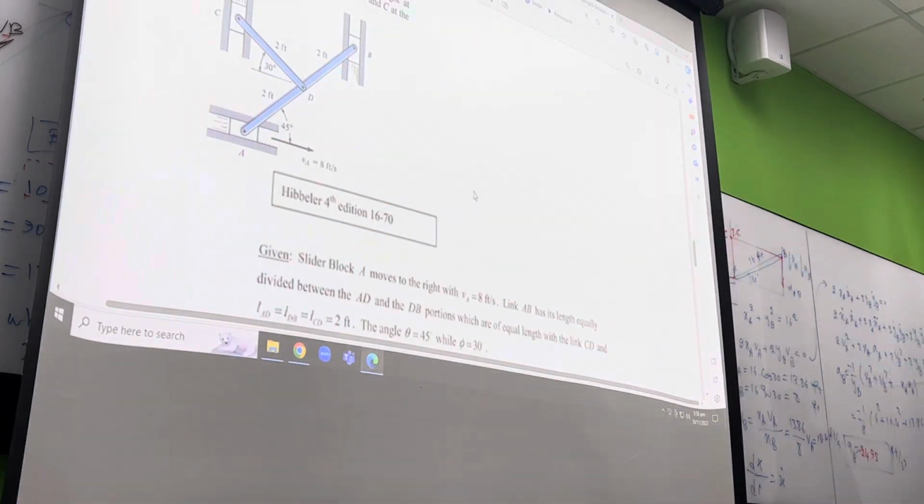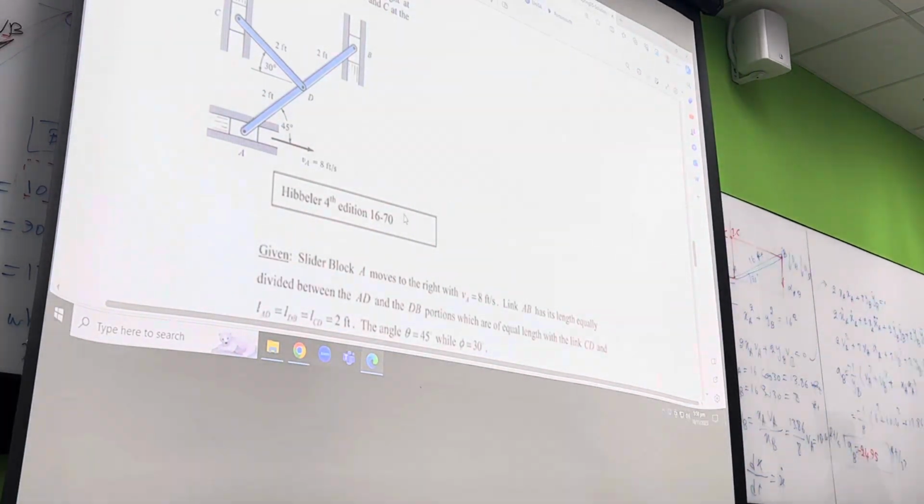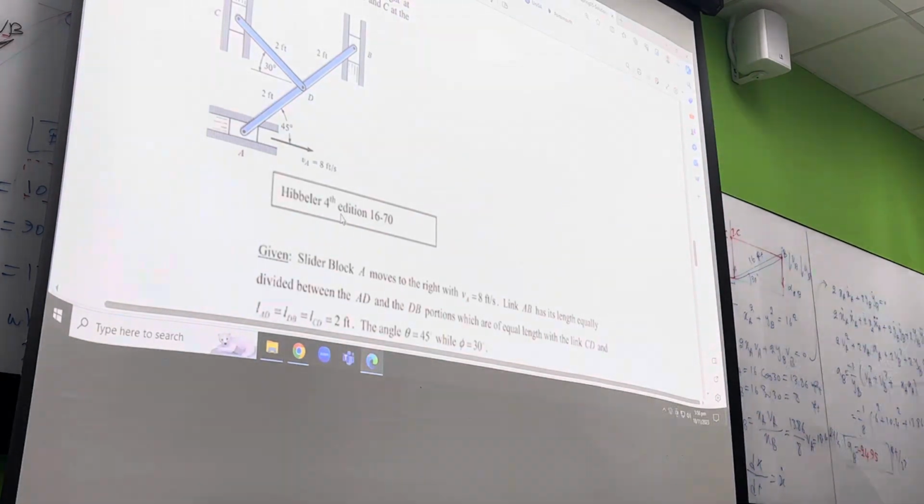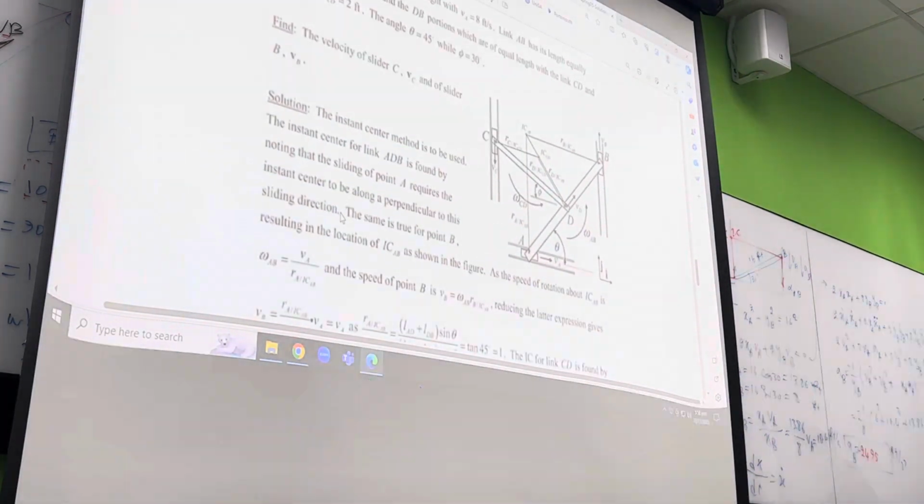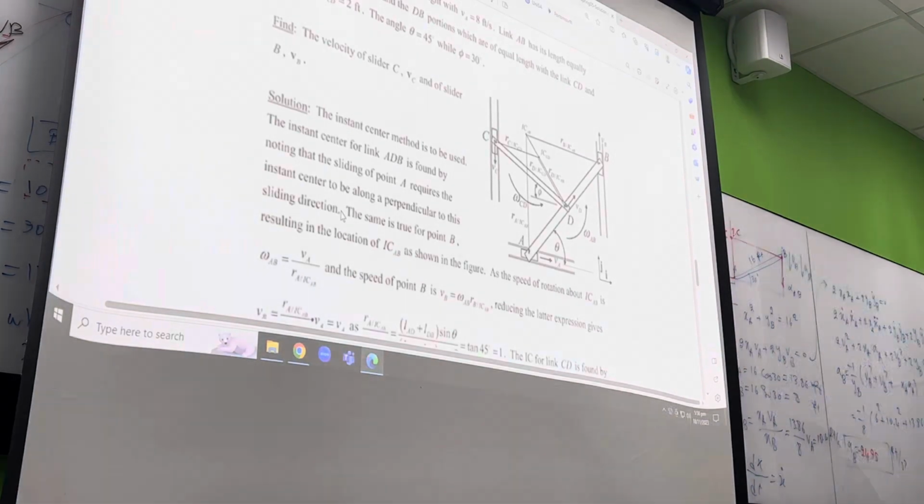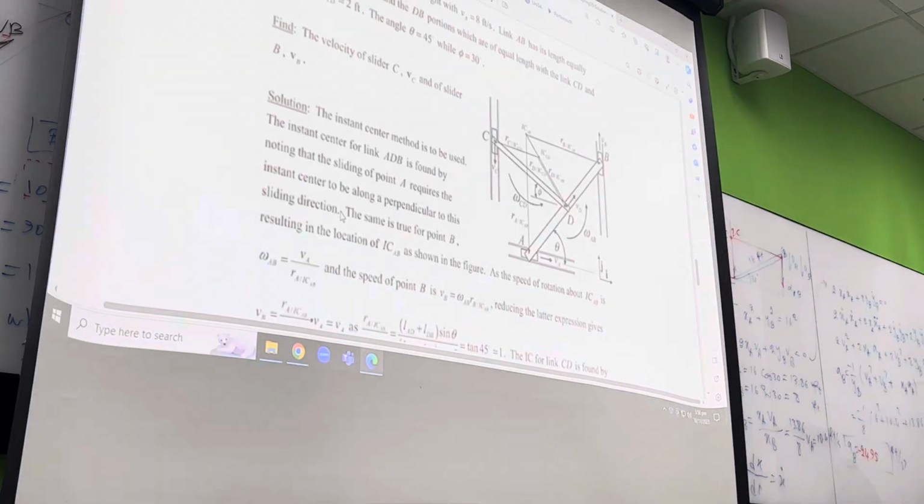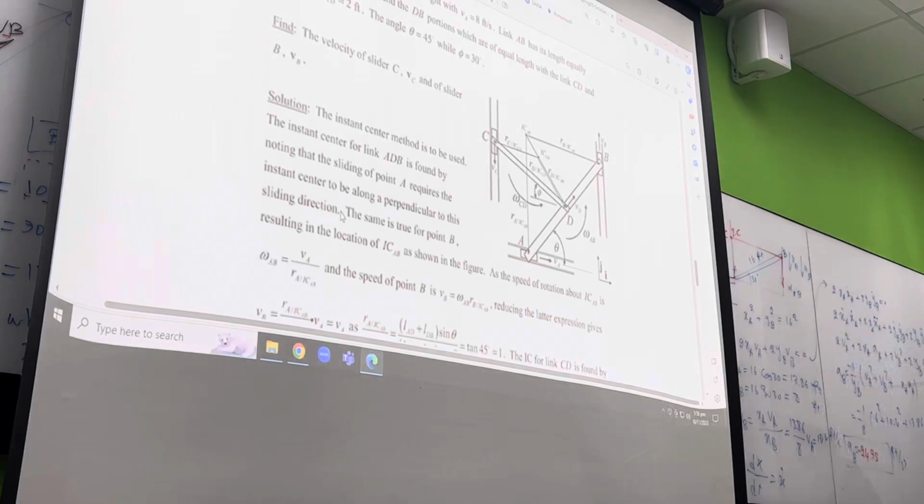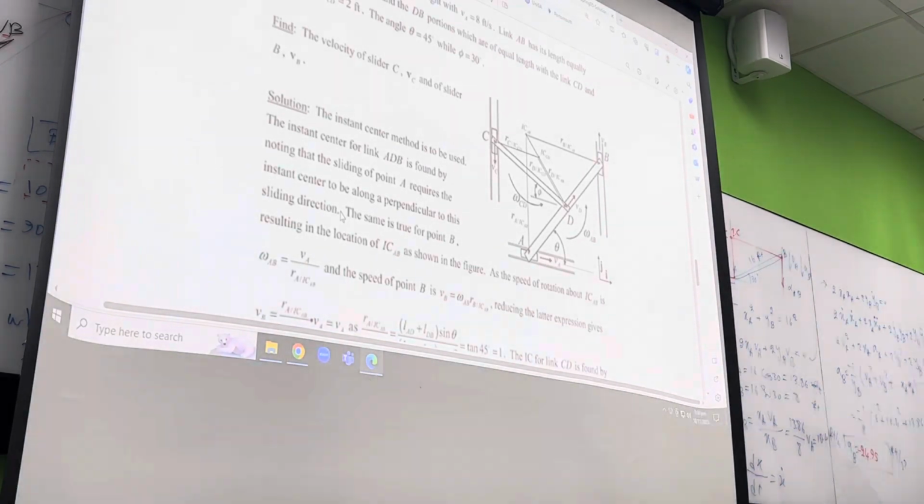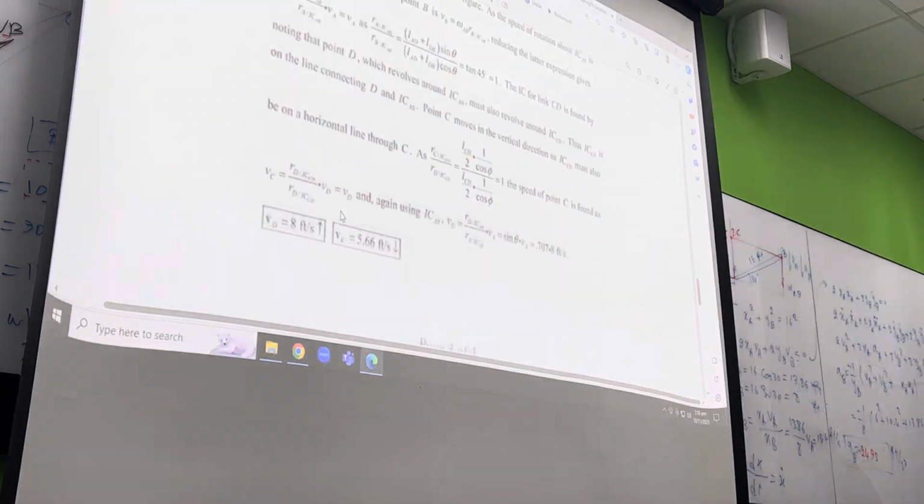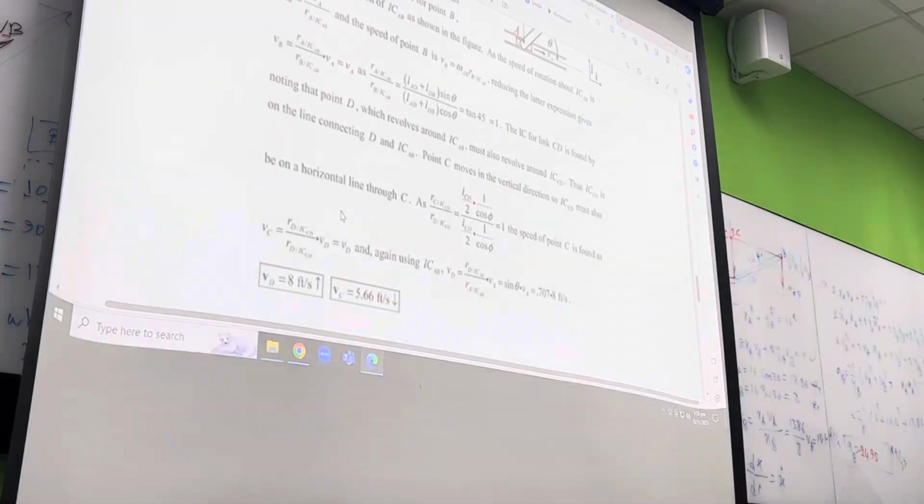Let's take a look at the solution. It is from Hibbeler, 4th edition. This is the solution. Take a photo, complicated actually, ugly. Take a photo of the solution. I'm going to the next part of the solution. 1, 2, 3. Here we go, finished.